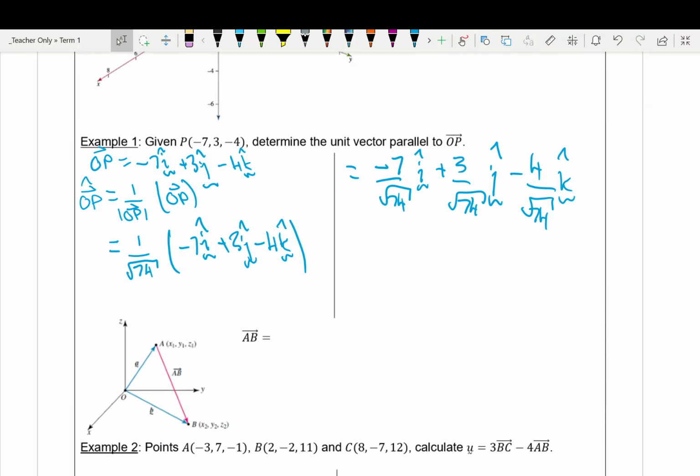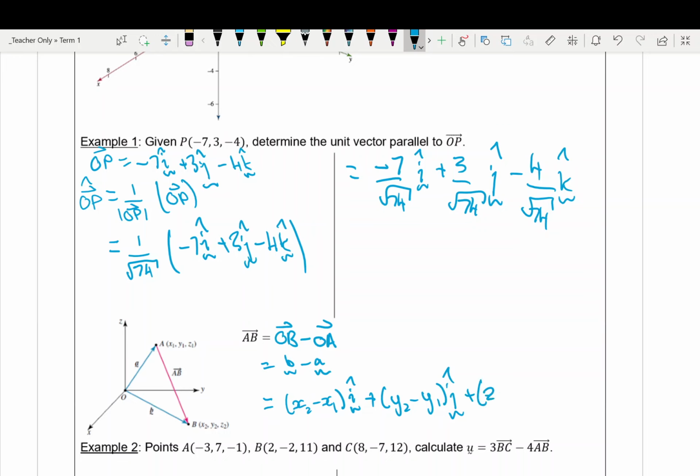Just underneath this, we have a triangle in a 3D plane, and it's asking us to look at the vector A to B. So similarly to 2D, we would say that A to B is O to B subtract O to A. So in this case, that would be the vector B take the vector A, which is (x2 - x1)i + (y2 - y1)j + (z2 - z1)k.